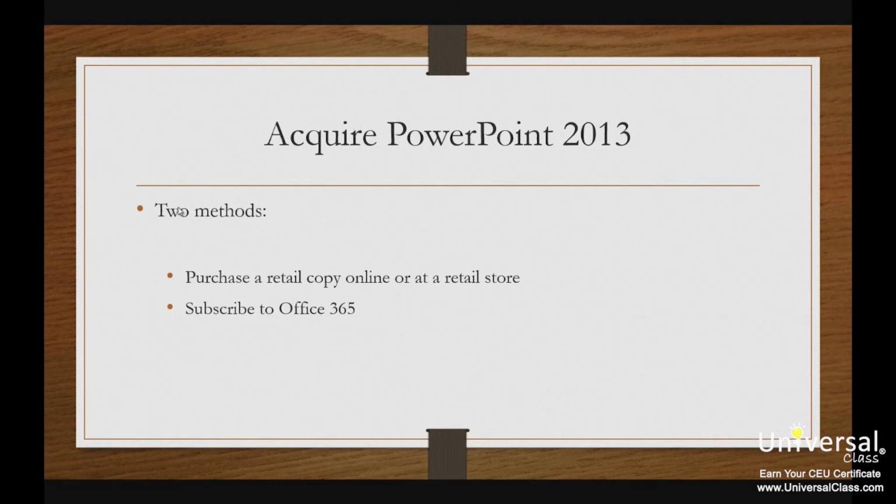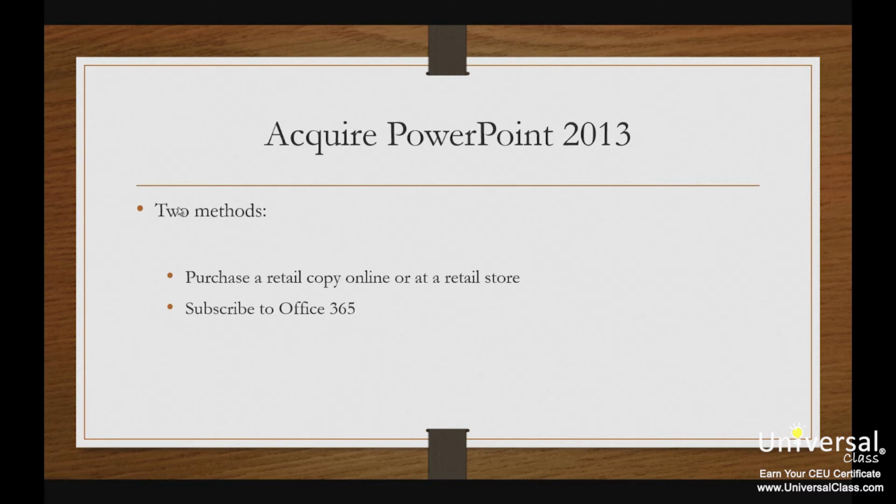A new model is a subscription model. Subscribe to Office 365 at around $10 a month. Pricing will vary depending on your region. And you are given a license to install Office on up to 5 machines. Anytime there's an Office update, you automatically receive the update.